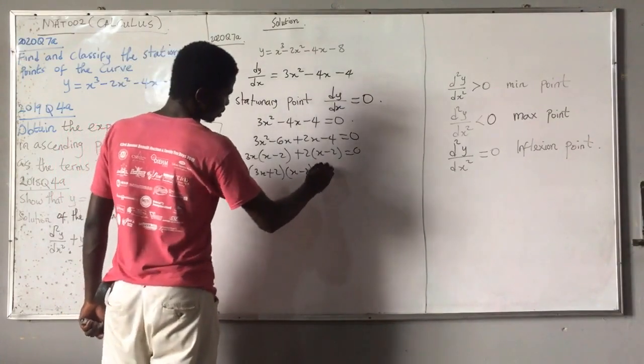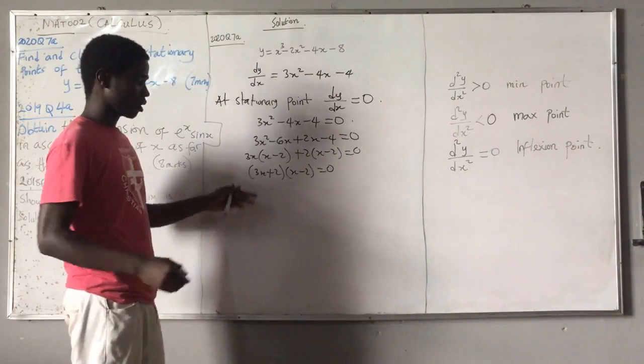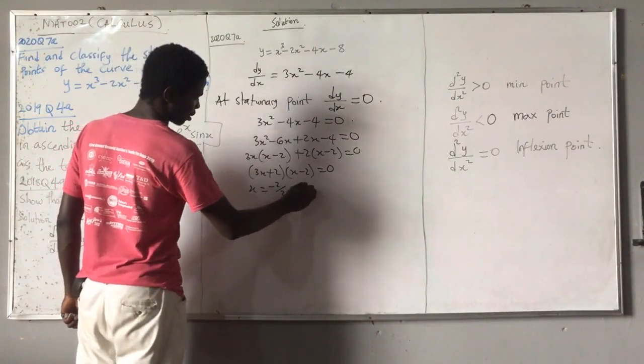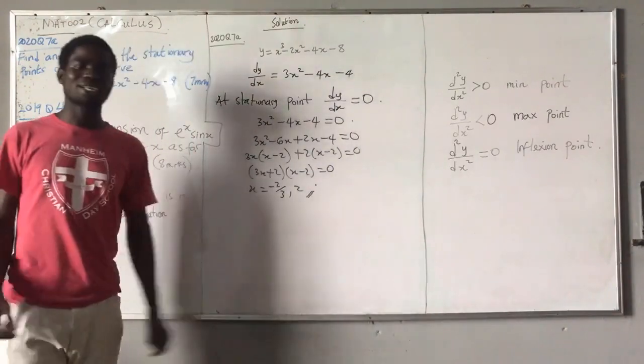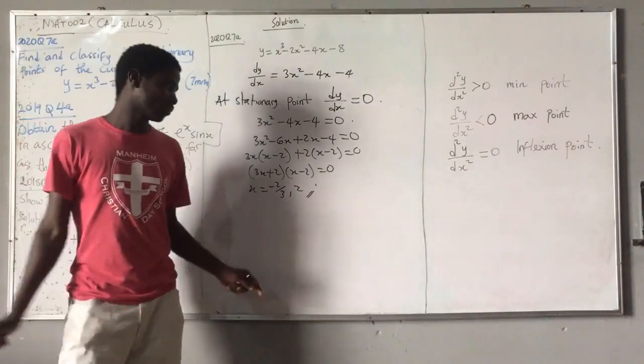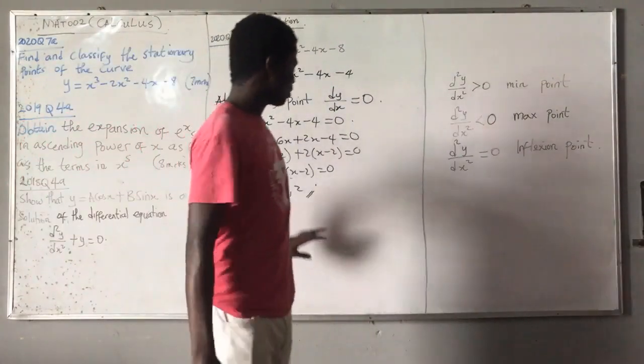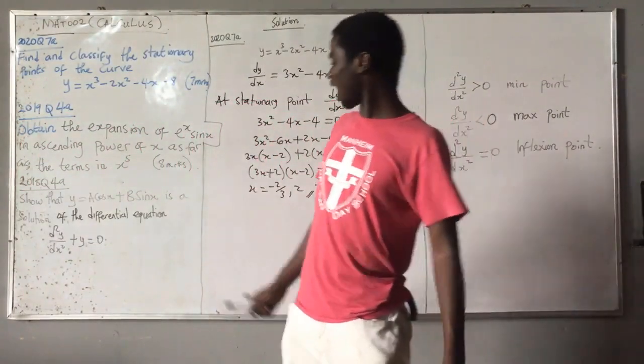X minus 2 is equal to 0, right? So x will be equal to minus 2 over 3 and 2. That is the answer I have here. Minus 2 over 3 and 2. So this is the answer. This is the turning point. But I have just found the stationary point.